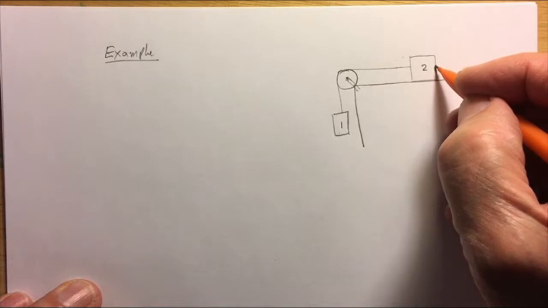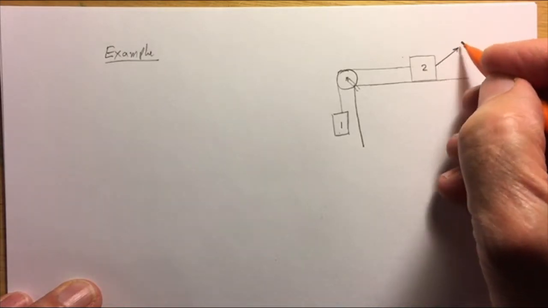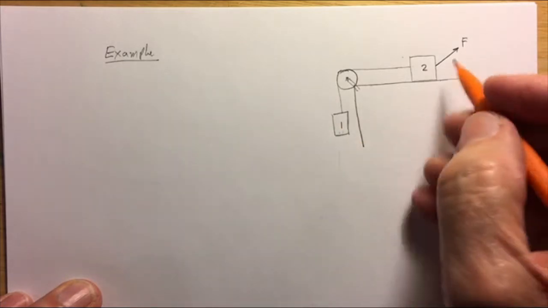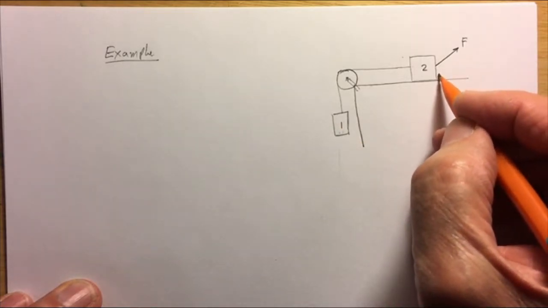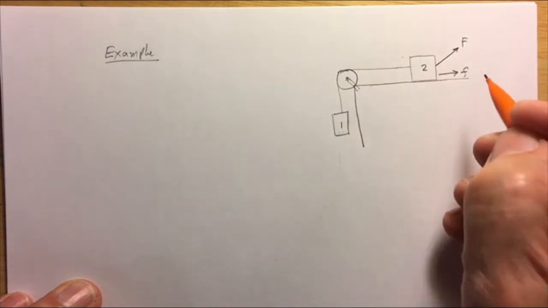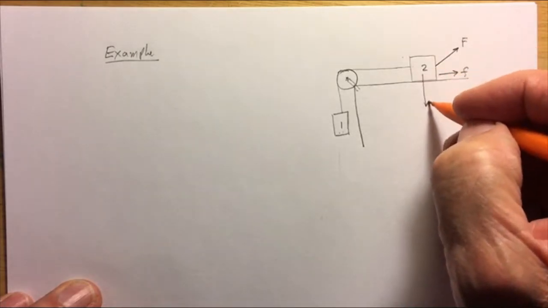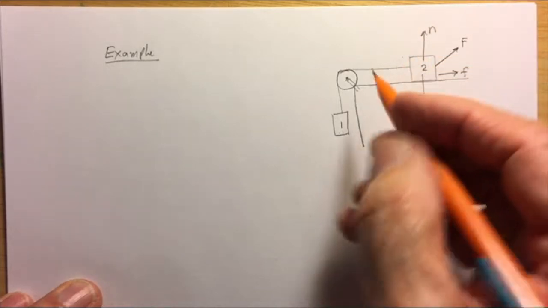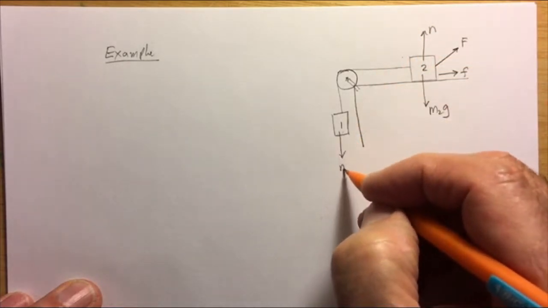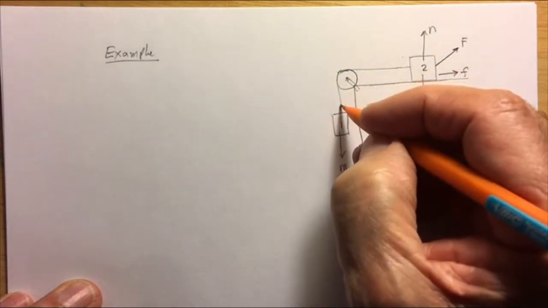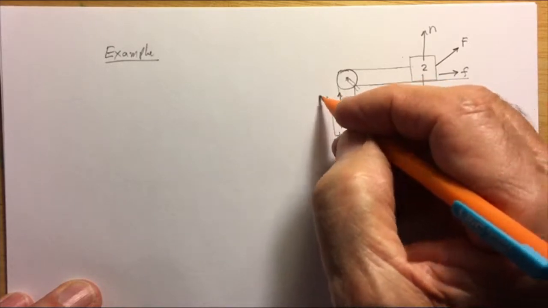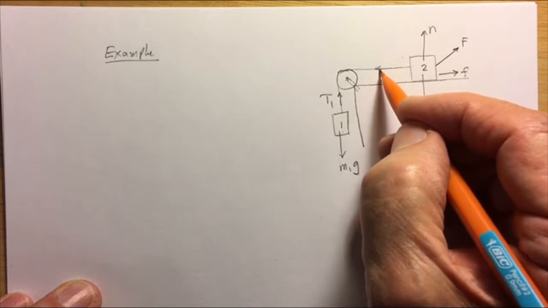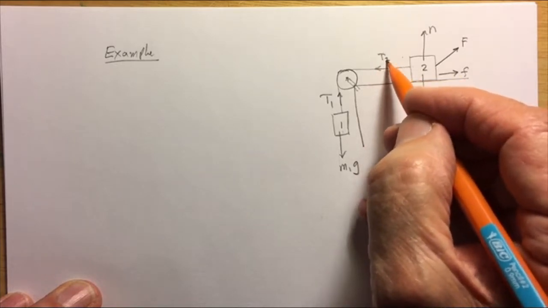Let's say that there's a force F that's pulling it this way, in addition to the weight which is pulling it the other way, and we do have friction. So we have friction, and this is going to be M2G. And this is going to be the normal force, and this is going to be M1G, and there's going to be a tension pulling upwards, which is T1, and this is being pulled to the left with a tension that's T2.